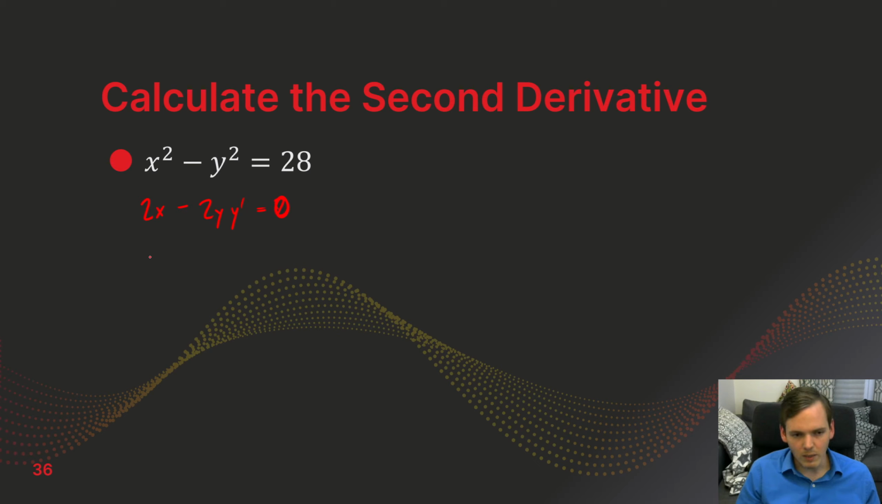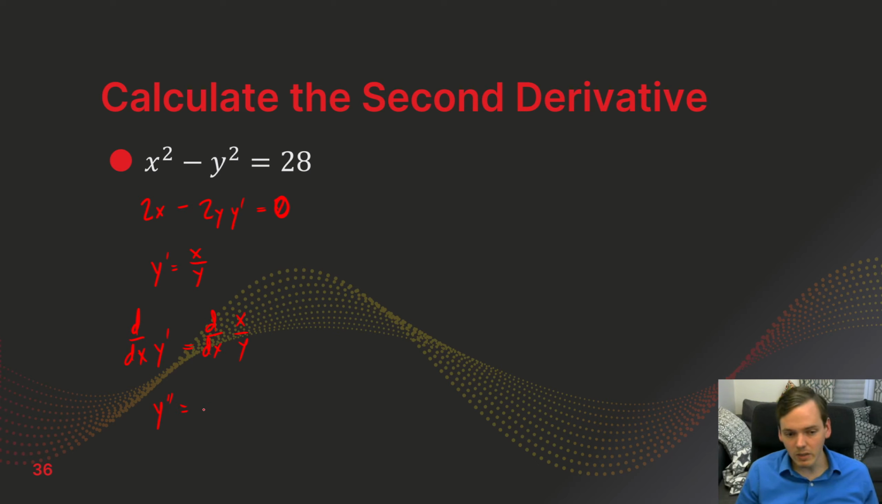And so then we solve for y prime. We get that y prime equals x over y, just like we've been used to before. So algebraically solve, rearrange, and that's what you get. Now, if we want to find the second derivative, though, we need to take the derivative of both sides. So d by dx of y prime equals d by dx of x over y. So on the left side, we just get the second derivative, or y double prime.